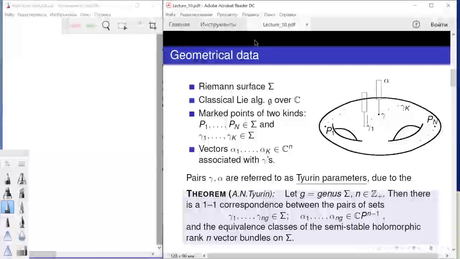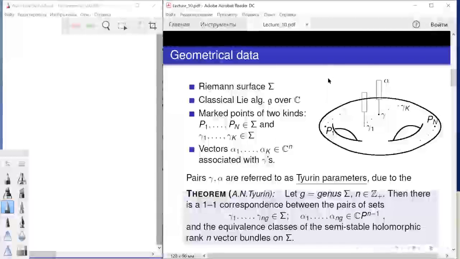Well, okay, I will explain how these parameters come from a holomorphic rank n bundle in general position.